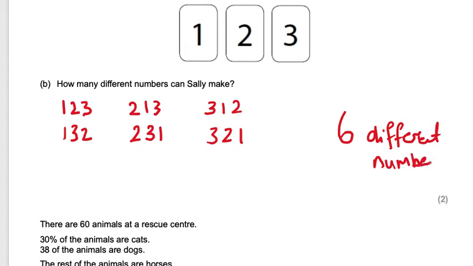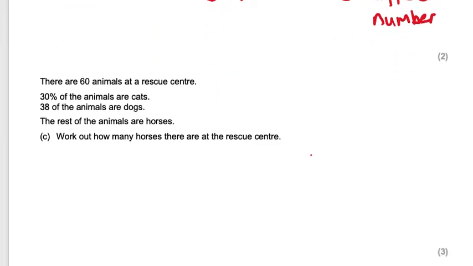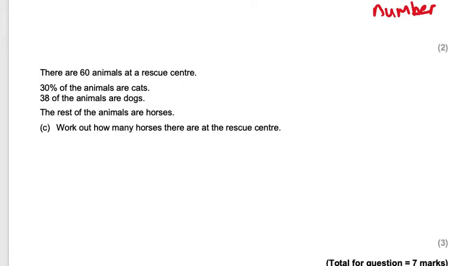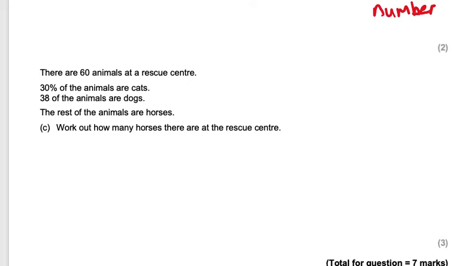You'll have lost a mark if you didn't say 6. Okay, if I couldn't see the number 6 in there that was separate from the numbers that you created before, then you need to be able to do that.